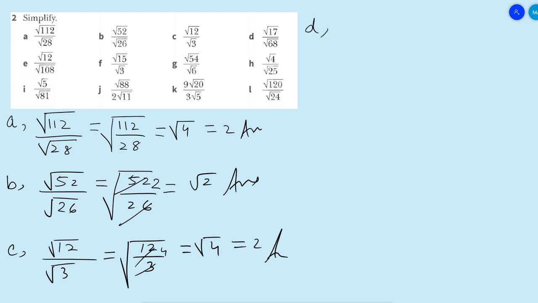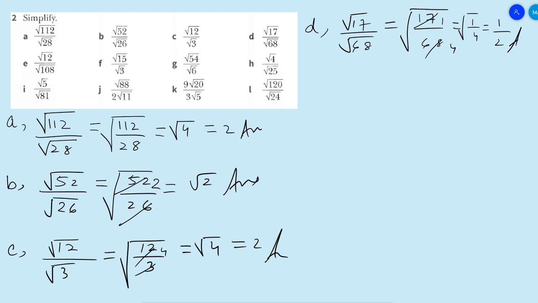Part D is root 17 upon root 68, which can be written as 17 upon 68 whole root. 17 ones are 17 and 17 fours are 68. So 1 upon 4. Square root of 1 is 1 and square root of 4 is 2. So the answer of part D is 1 upon 2. Hope you understand. Part E.